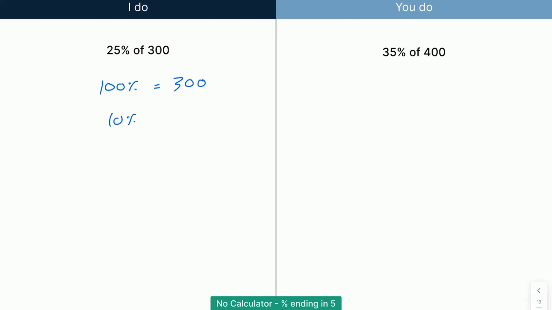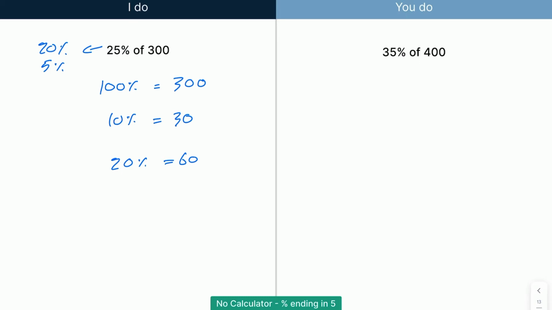10% is 30. Now, to find 25%, you need to find 20% and 5% and add them together. So to find 20%, we can just times this by 2. So 20% will give me 60.